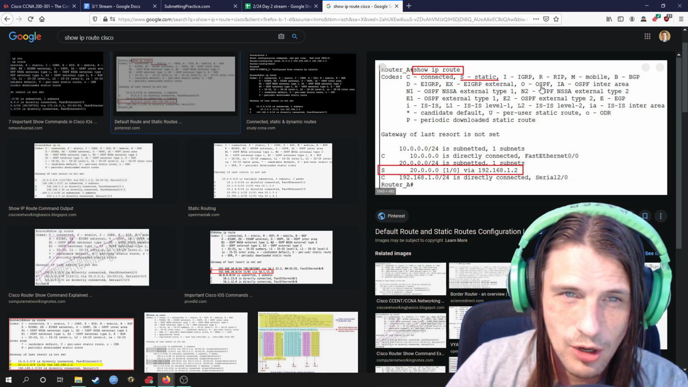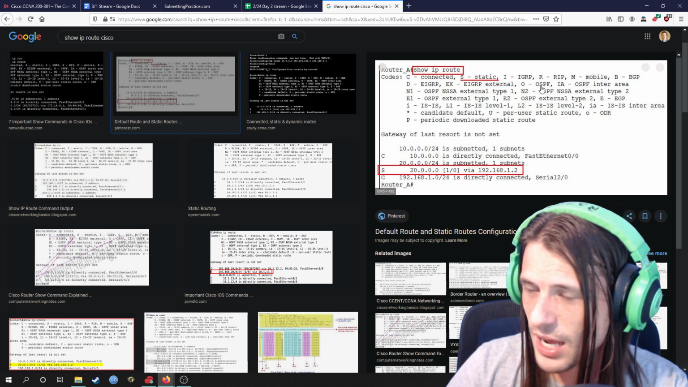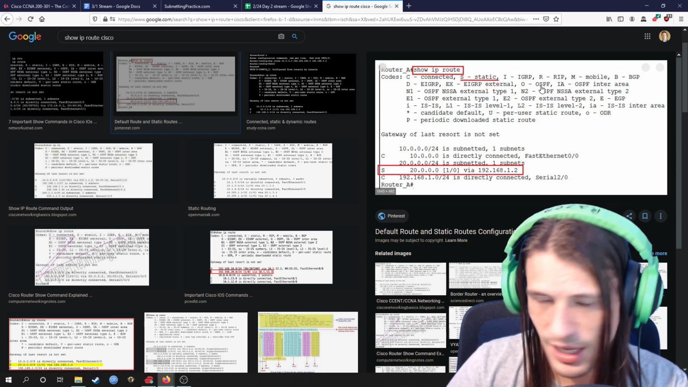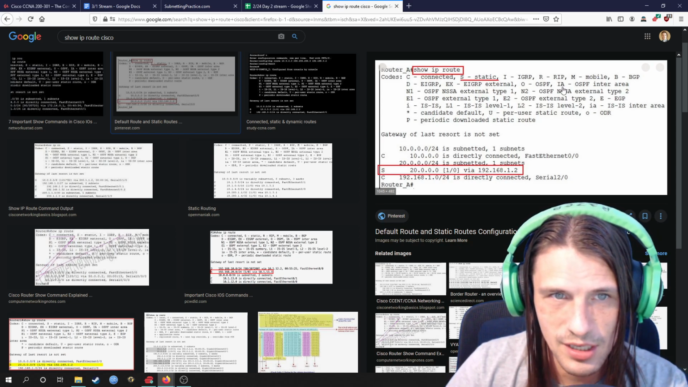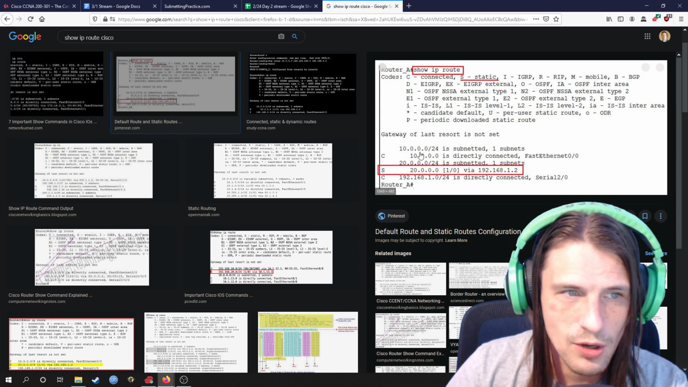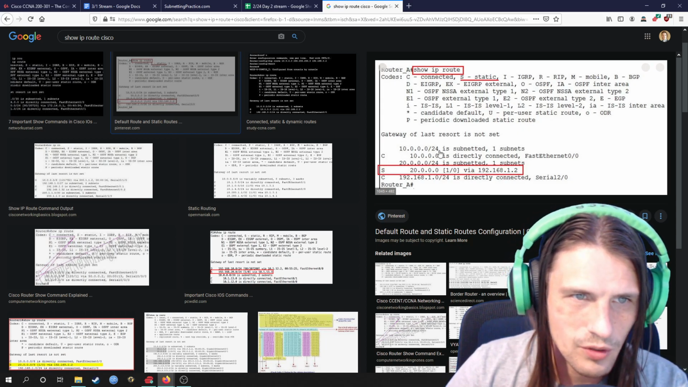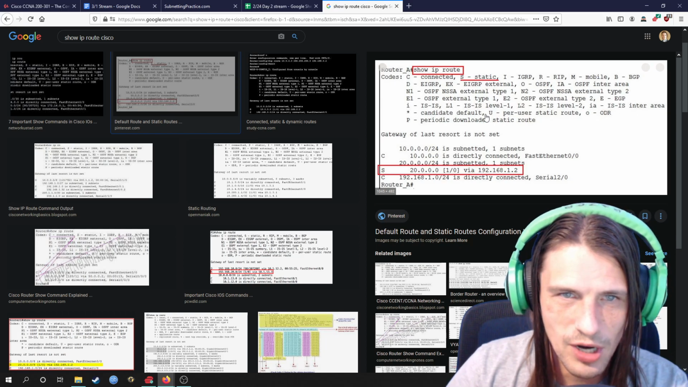So OSPF is Open Shortest Path First. God, I love that one for some reason. I just don't forget it. It's going to be represented by an O. So then, we can go through all these. Looks like some of them are outside my level.